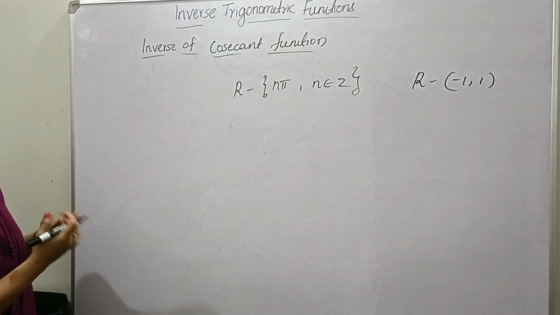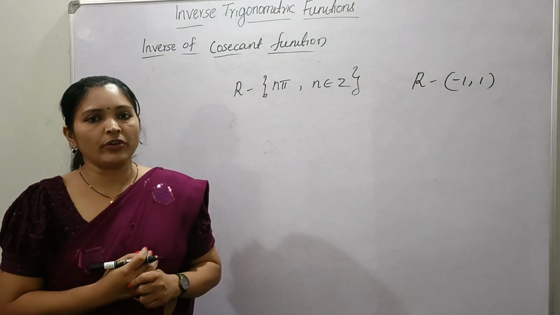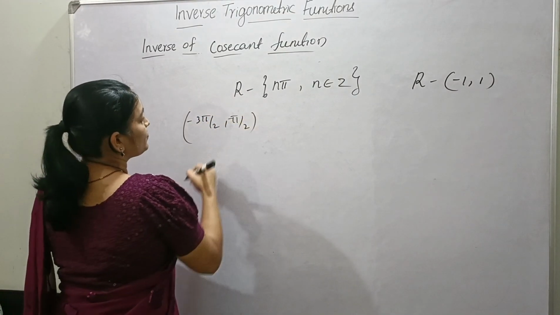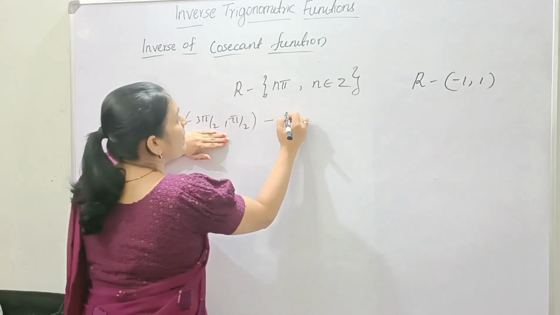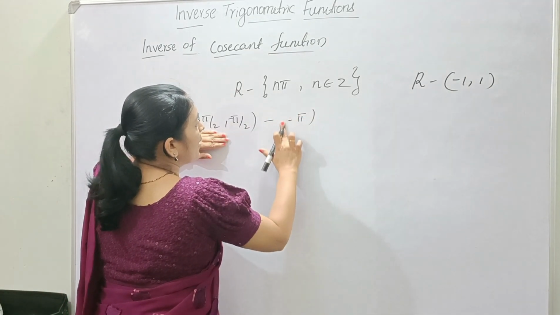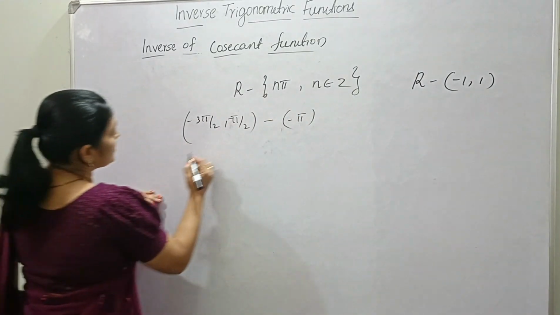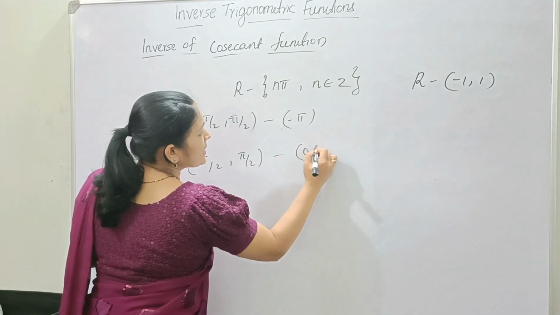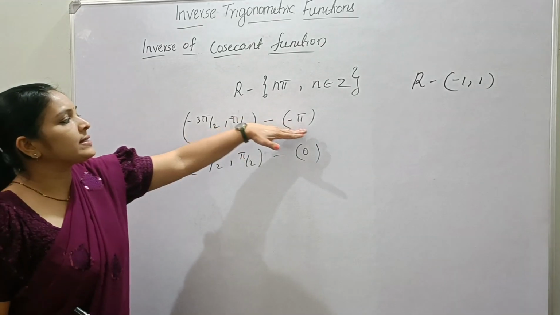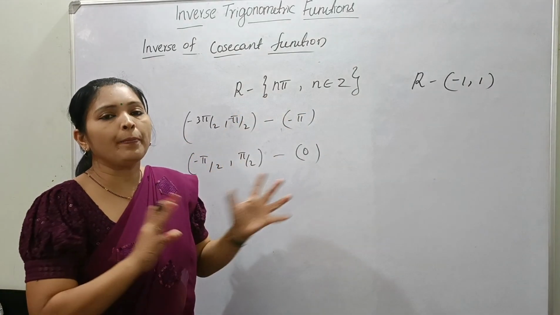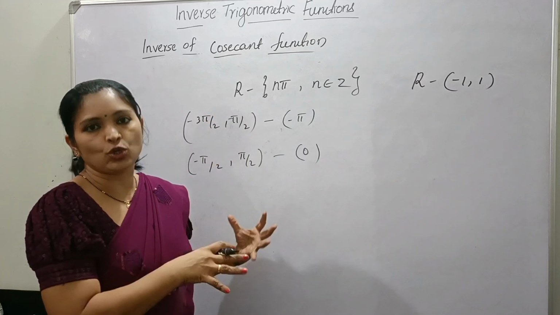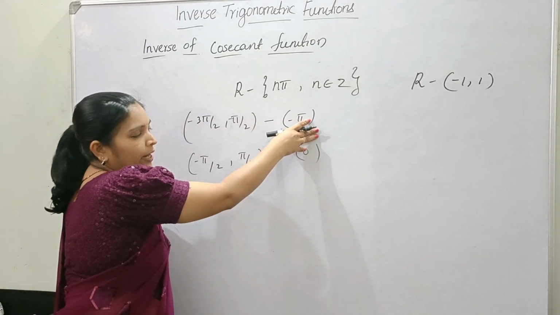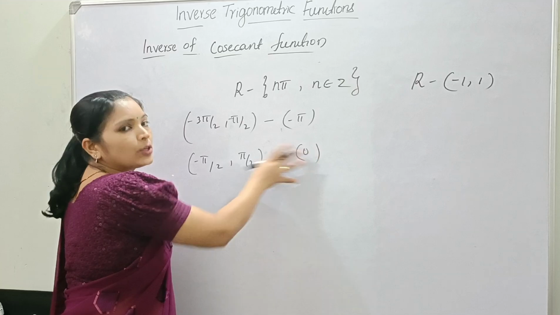So here we know that the cosecant function is not a one-one function. The intervals are minus 3 pi by 2 to minus pi by 2, where the mid value is minus pi, or minus pi by 2 to pi by 2, where the mid value is 0. We know that n pi is not included in this domain. Therefore here the mid value is minus pi, so minus pi is not included, and here it is 0, so 0 is not included.